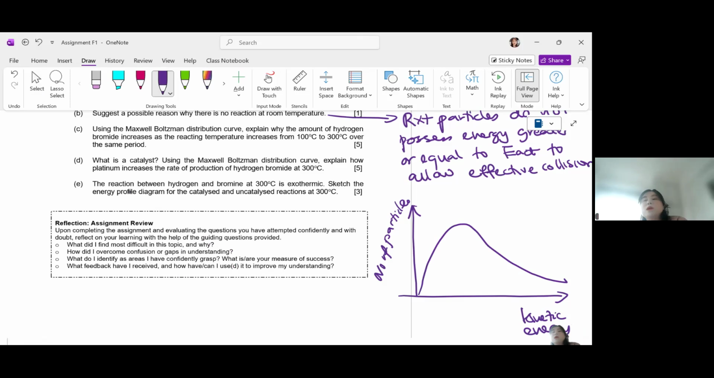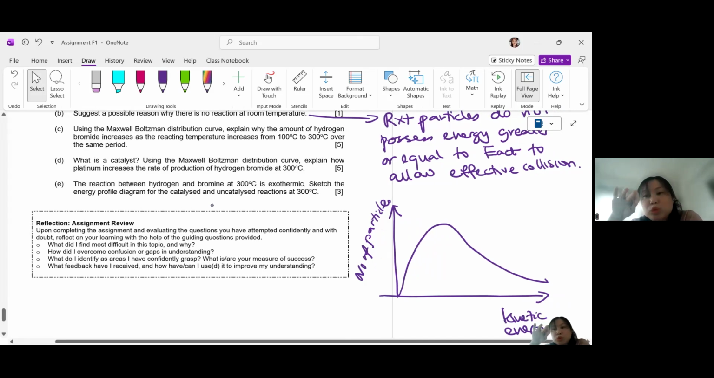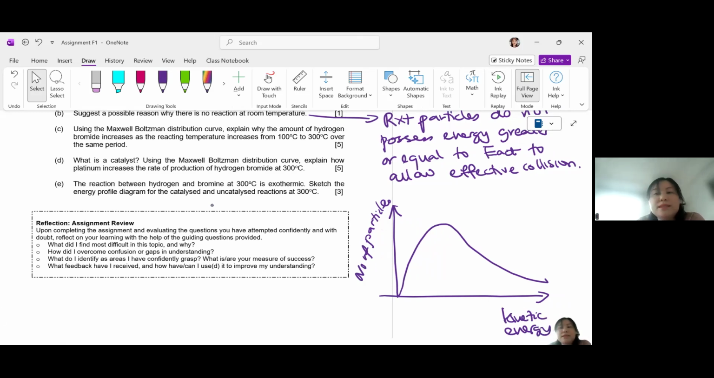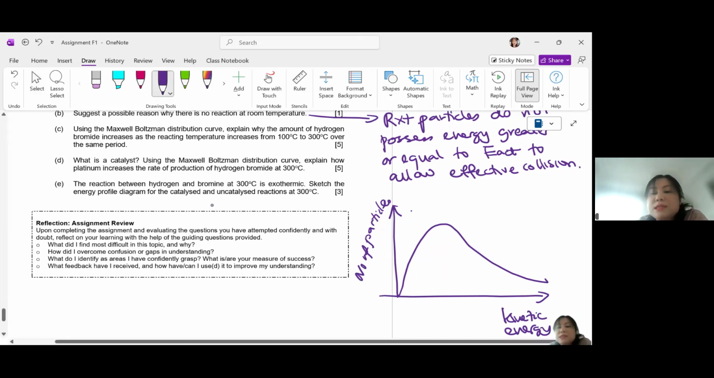Okay, so what are some of the points that we need to ensure? We need to ensure that the graph starts from the origin. There should be 0 particles with 0 kinetic energy. And towards the end here, we must ensure that the graph is approaching the x-axis, kinetic energy, but never touching the x-axis. So it's approaching the x-axis, but it does not touch the x-axis. So let's say this is our graph for 100 degrees Celsius.